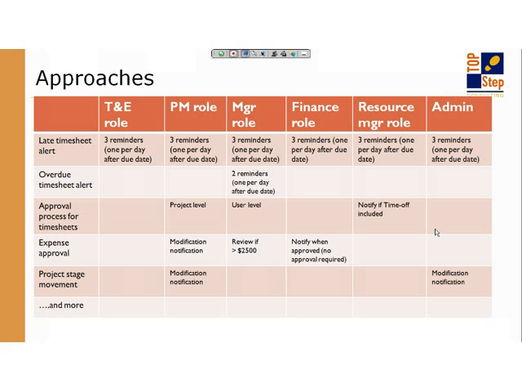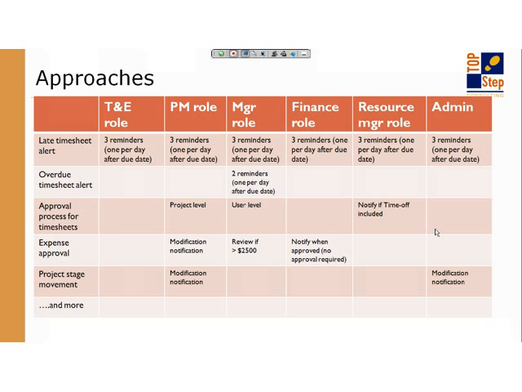T&E, they only need reminders for late. The finance role should get a notification when the expense approval is approved, not be part of the approval, perhaps. Maybe the manager role only sees expenses over $2,500. So you can see how, if you set up this kind of grid, you'd be able to work through who should see what and determine what to turn on when. It's a bit overwhelming doing it piecemeal. You almost have to do this sort of map.